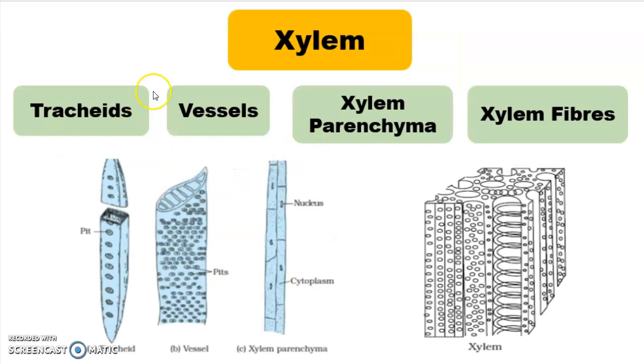Now look at the structure of xylem. Xylem tissue consists of tracheids, vessels, xylem parenchyma and xylem fiber. You can see the picture of these: the tracheids, vessels, xylem parenchyma, and this is the whole xylem complex tissue picture. The cells have thick walls and many of them are dead. The cells here are dead, and they allow transport of water and minerals vertically. So we have to remember their function.